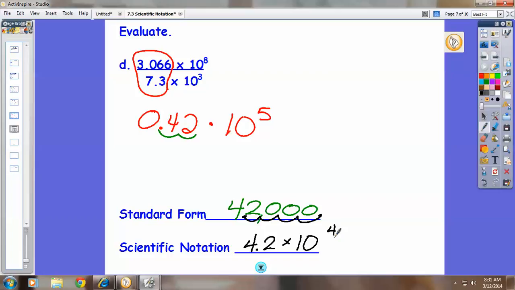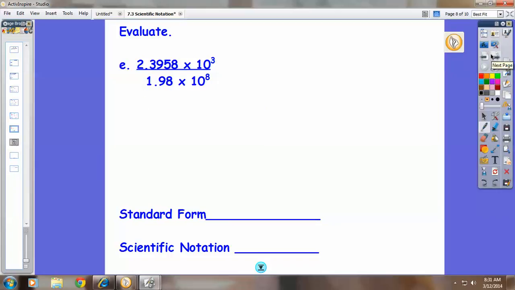Example E. Let's keep rolling. This next problem, let's go ahead and divide. Let's take 2.3958 divided by 1.98. What'd you get? 1.21 times 10 to what power? Negative 5. Is this in scientific notation? Yes, we got lucky on this one, didn't we? These others we haven't been so lucky. We got one already in scientific notation, so just bring it down.